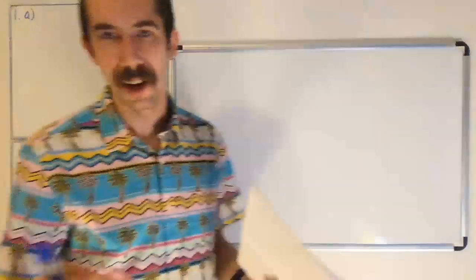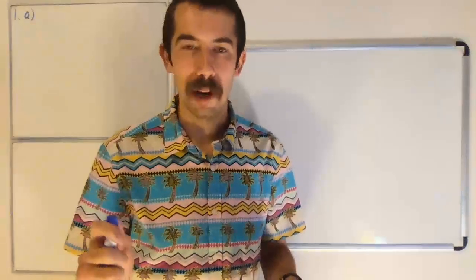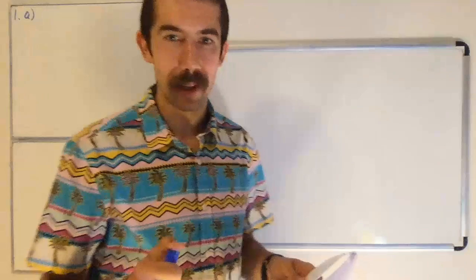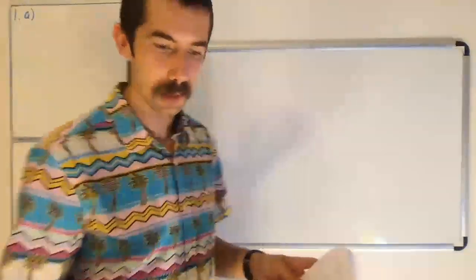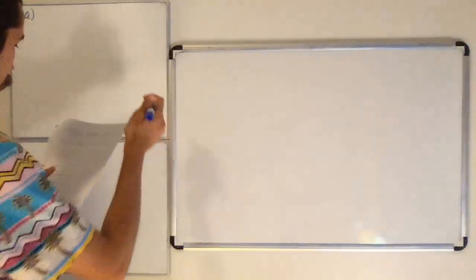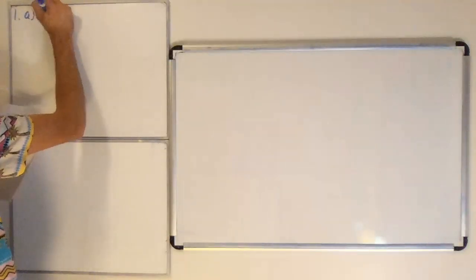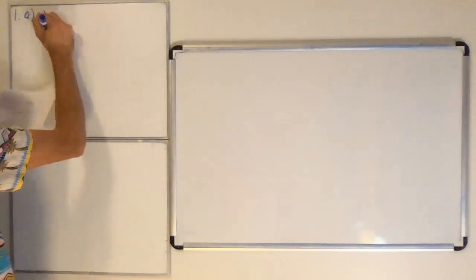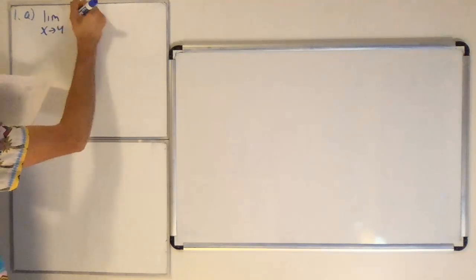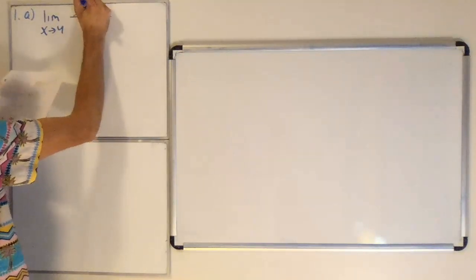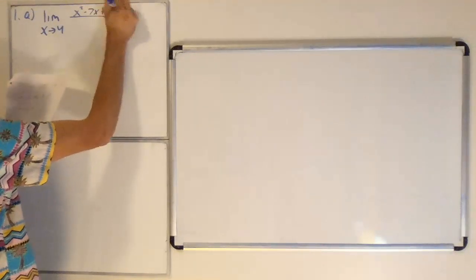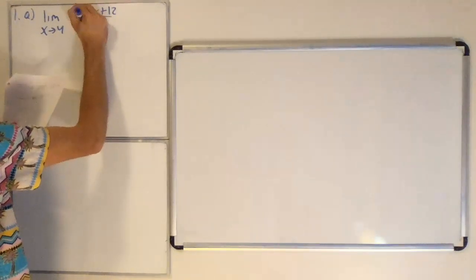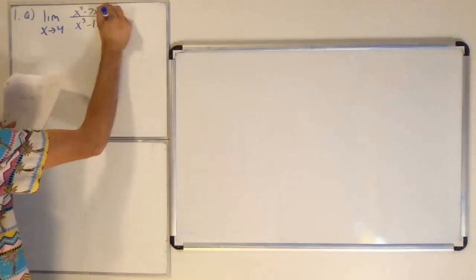Some of the longer questions, I'm not going to write them down. I'll write out the solution, but I'm not going to write out the whole question if it takes too long. But this first one, we can. So this is the limit as x goes to 4 of x squared minus 7x plus 12 over x to the third minus 16x.